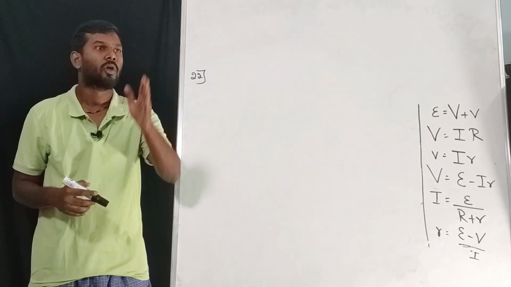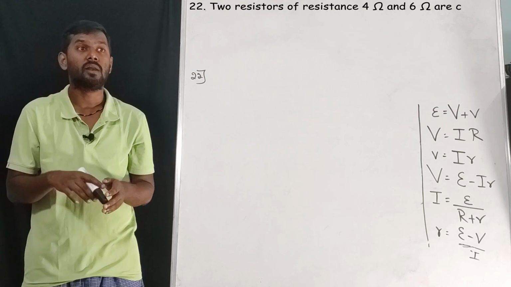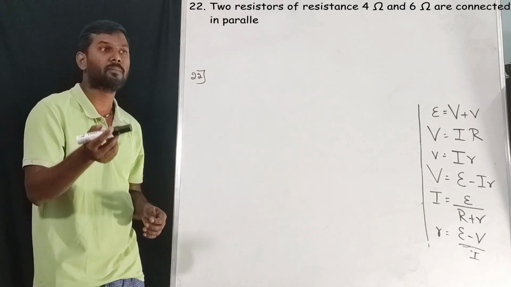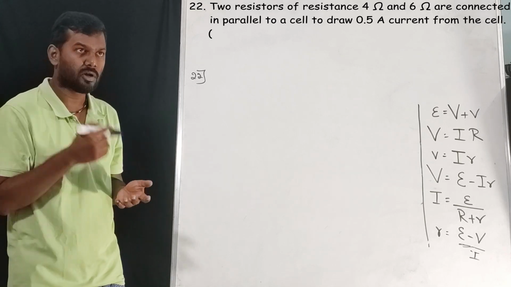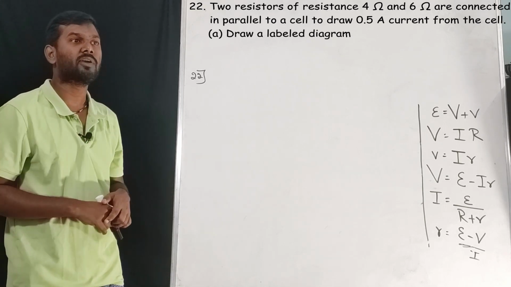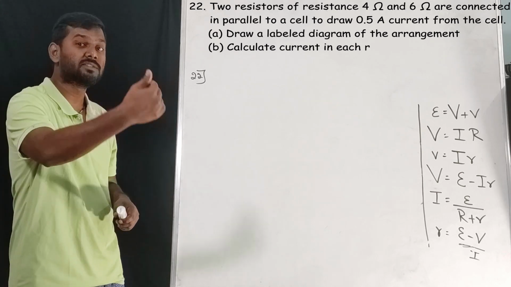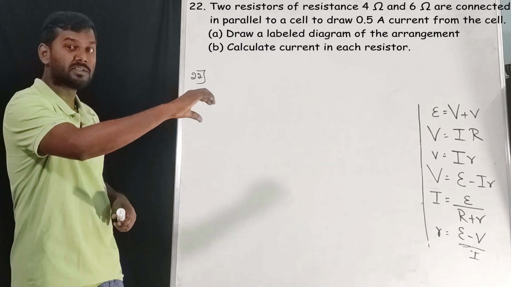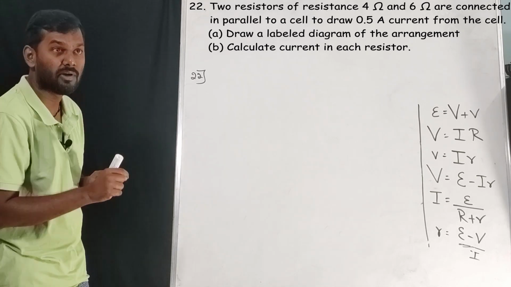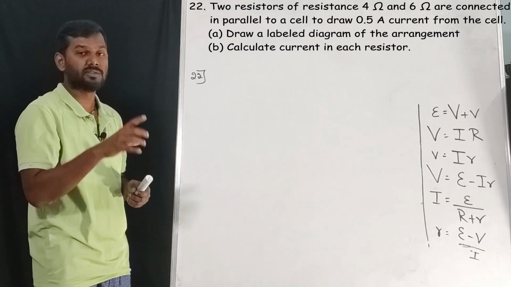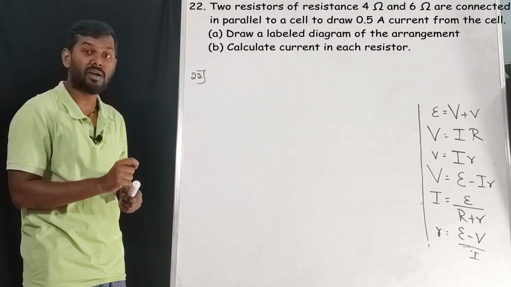Question number 22. Two resistors of resistance 4 ohm and 6 ohm are connected in parallel to a cell to draw 0.5 ampere current from the cell. So this is the data. First we have to draw the labelled diagram and calculate the current in each resistor. See, in the previous question, it was the voltage at each resistor. In series connection, voltage will divide, but in parallel connection, the current will divide. That's why they are asking us to find current. In parallel connection, they'll ask us to find current. In series connection, they'll ask us to find voltage.